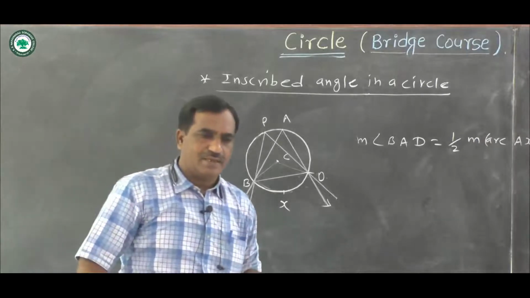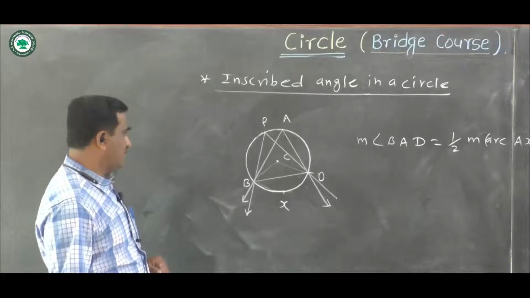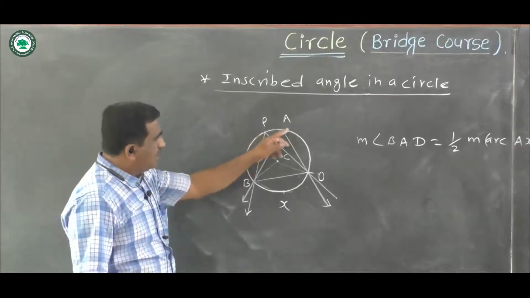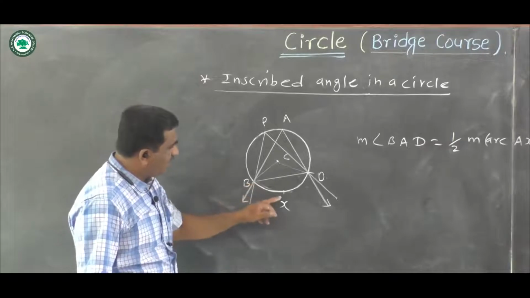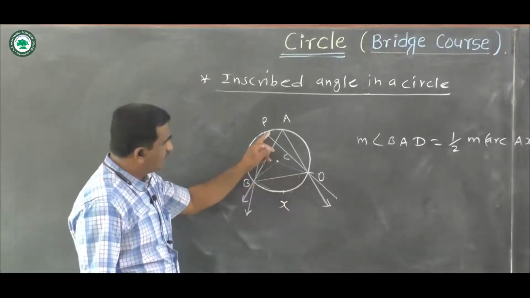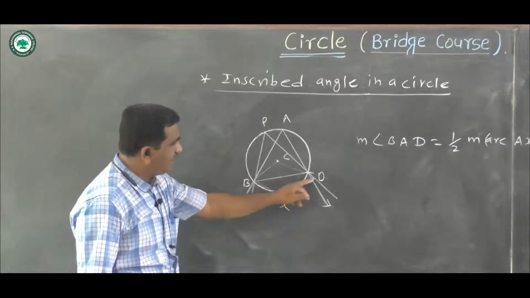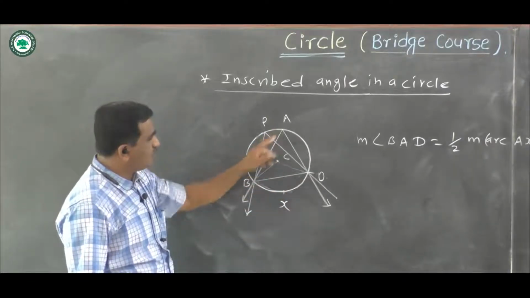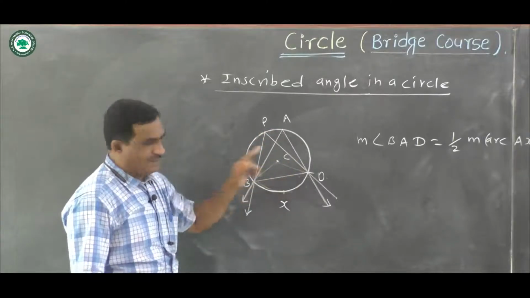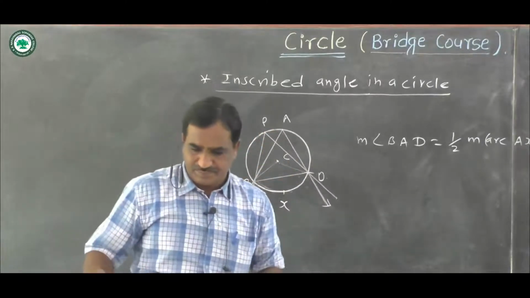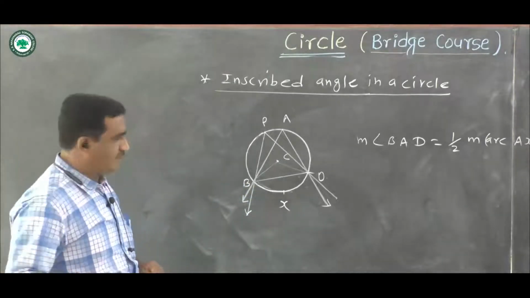Okay, angles inscribed in the same arc are congruent, because these inscribed angles have the same arc BXD. Therefore, the measure of these two angles BPD and BAD is the same. Okay. Now, angle inscribed in a semicircle.